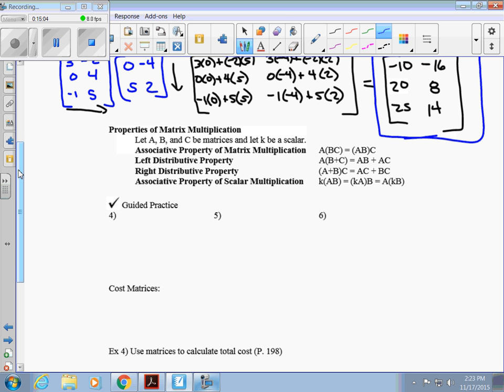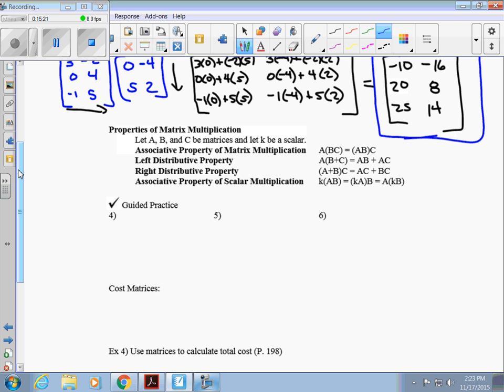The associative property for scalars works. So I could multiply matrices A and B and then multiply by K, or I could take K times one of them and then multiply that by the other one.